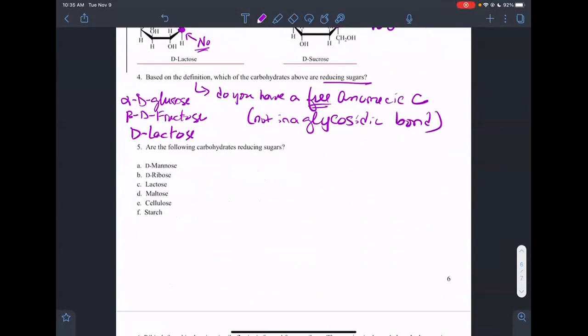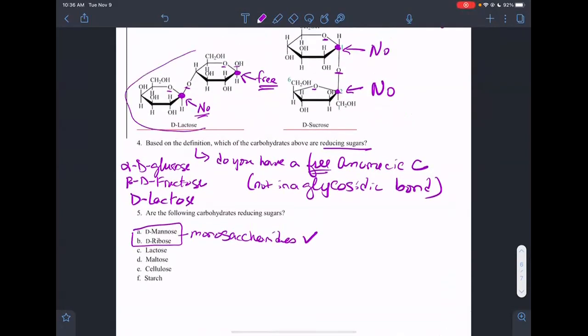Okay. Are the following carbohydrates reducing sugars? Well, if I look at A and I look at B, these are both monosaccharides. So yes, those are. So A and B are reducing sugars. I look at lactose and maltose. So I came up here and I looked at lactose, right? So that's C. C is right there. What do we say about lactose? Yes, it's a disaccharide. So you could put that, it's a disaccharide, but it is a reducing sugar because it has a free anomeric carbon.